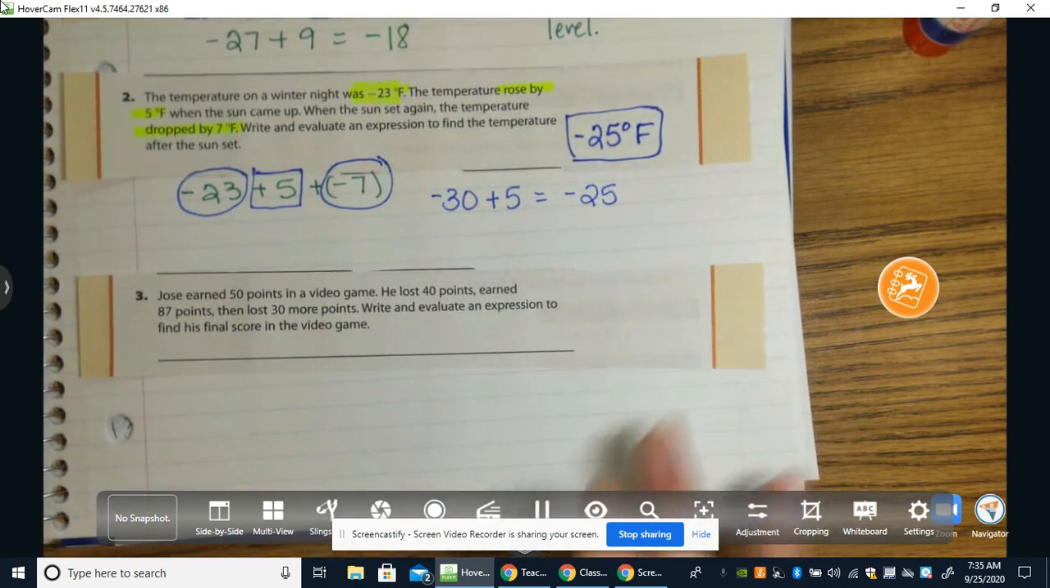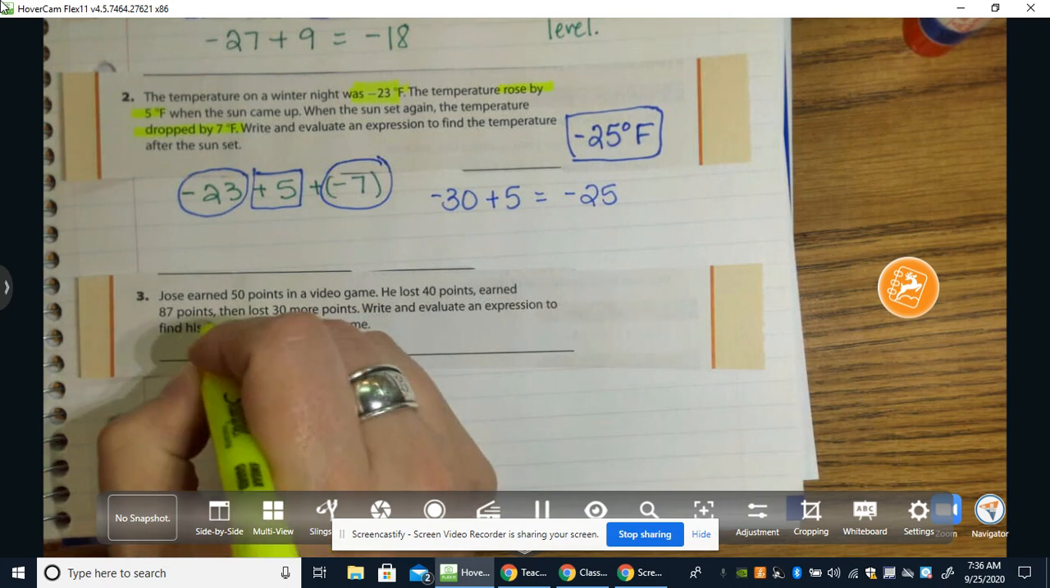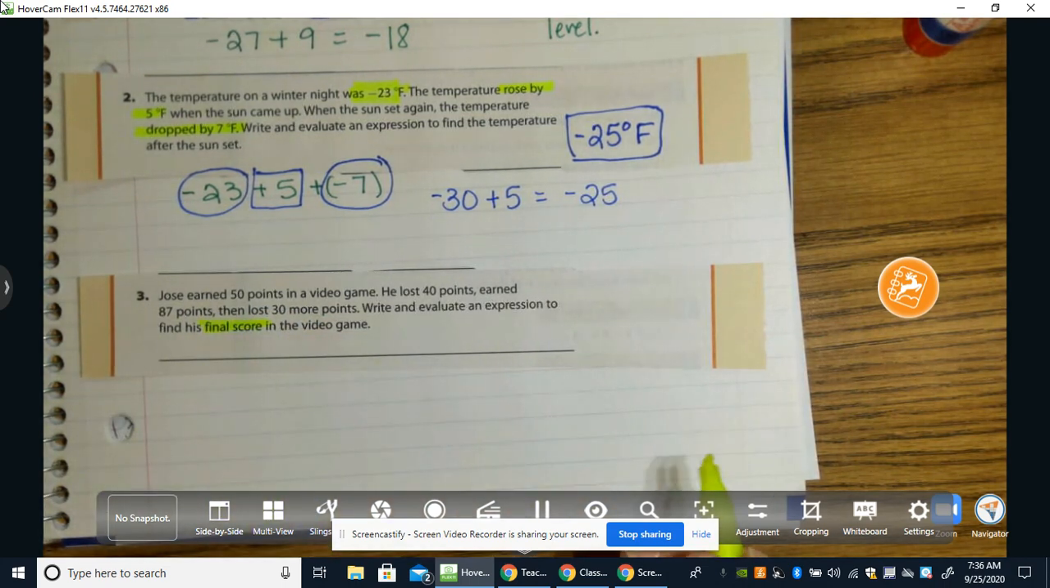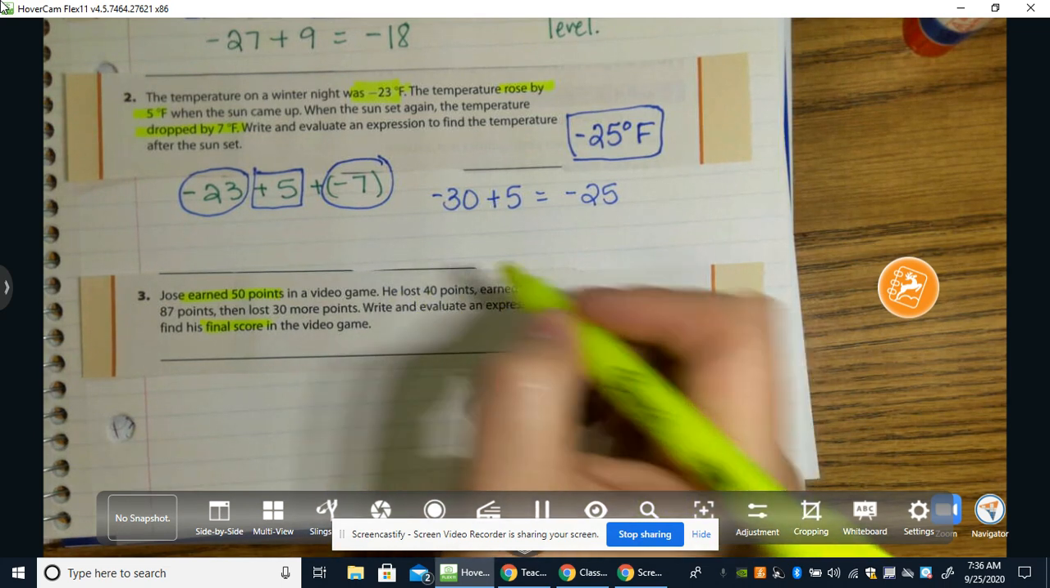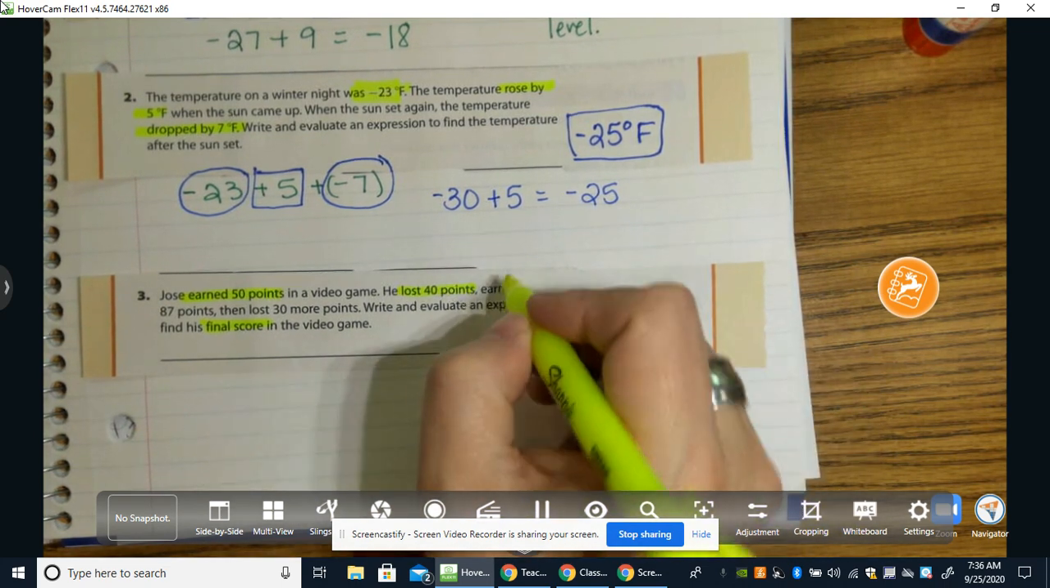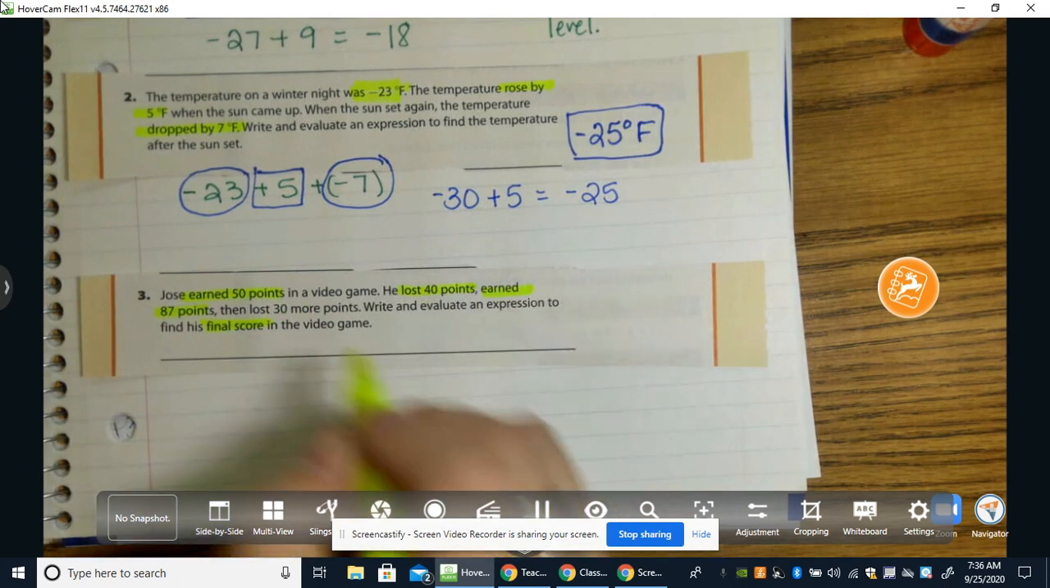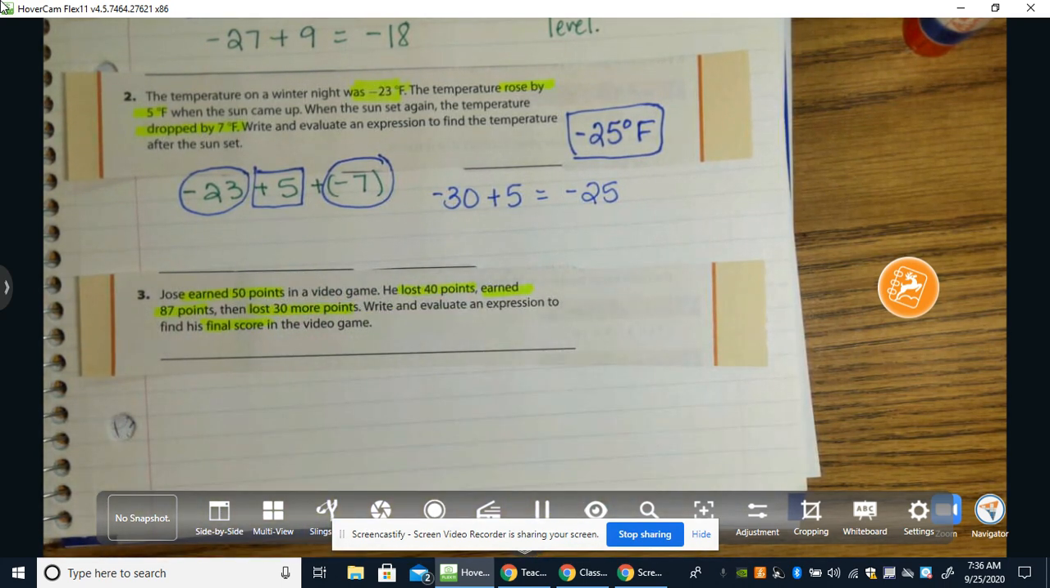My last one here, Jose earned 50 points on a video game. He lost 40 points, earned 87, then lost 30 more points. Write and evaluate an expression to find his total score in the video game. Do you see there's lots of clue words in there to tell you if they're positive or negative numbers. So we need to find out what his final score is. That's my question. We know he earned 50 points. That's some important information. Then he lost 40, earned another 87, and then lost 30 more points.